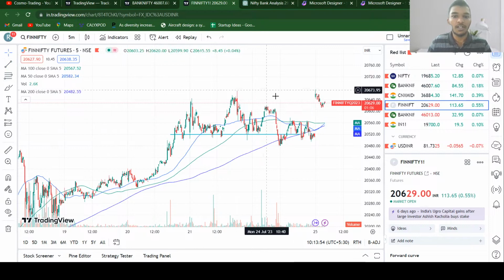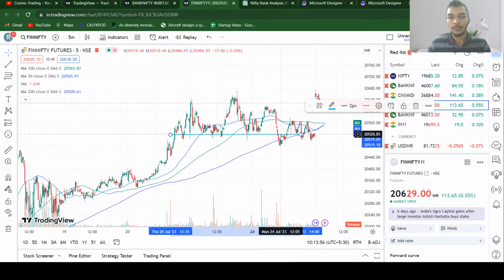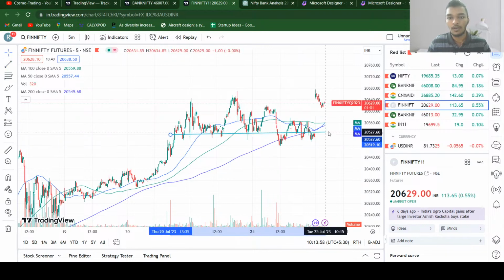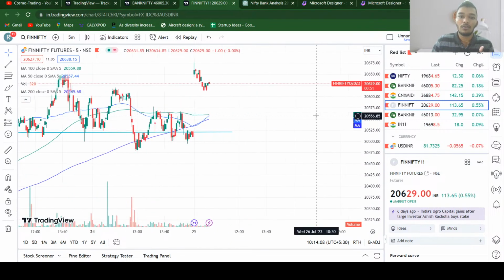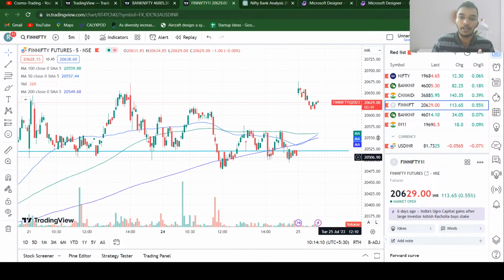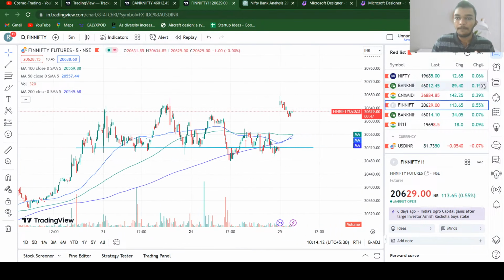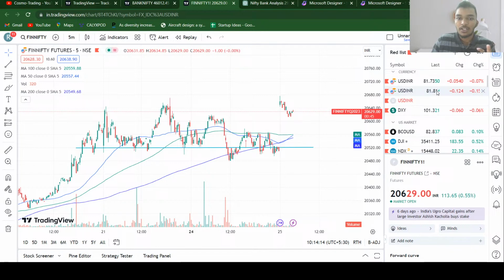This is the trend line support which I am talking about. Once it gets broken, then we'll go for short on Fin Nifty. We'll take the trade accordingly and we'll try to show you how we are going to take a trade on Fin Nifty.